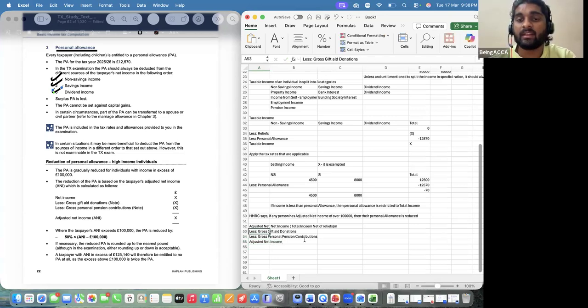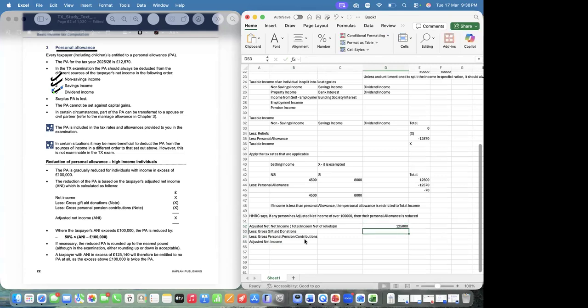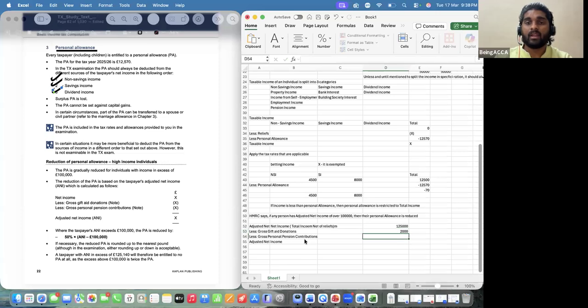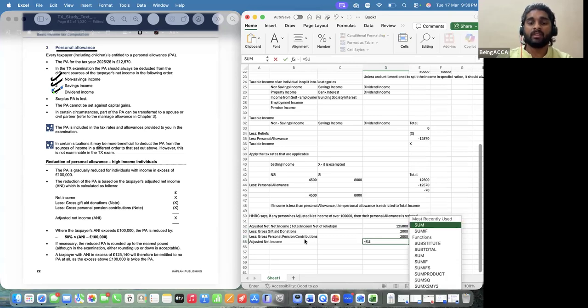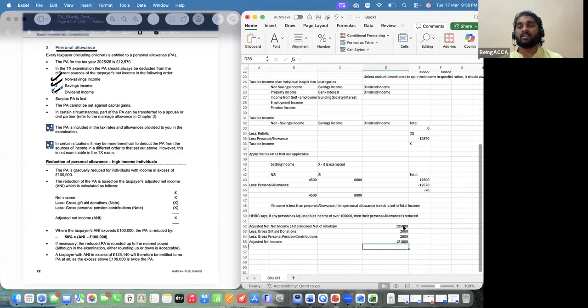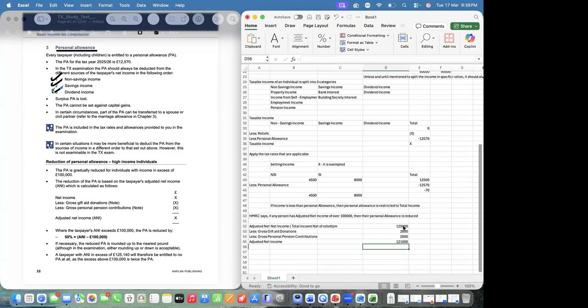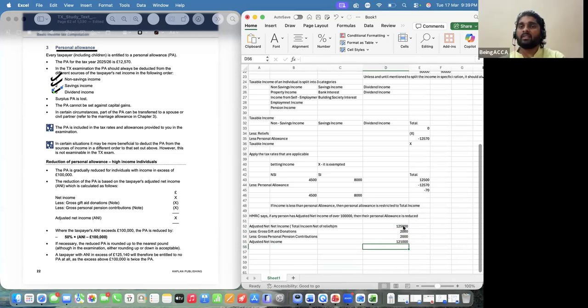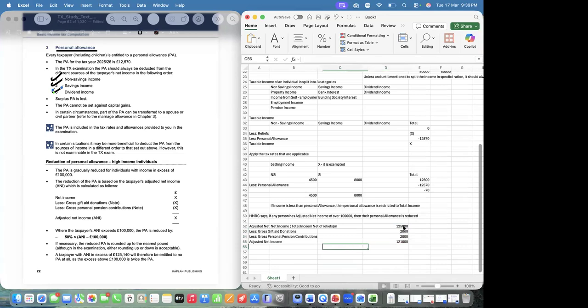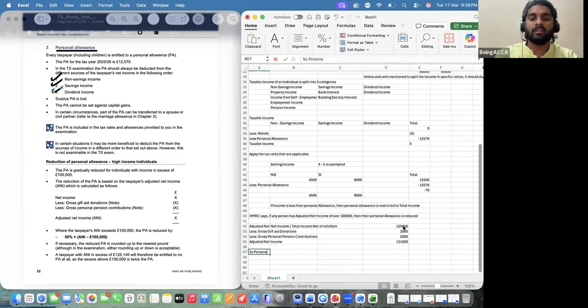Now let's take an example. Here, if the net income is let's say 125,000, okay? Yes, sir. And gross gift aid donations are let's say 2,000, and personal pension contributions are also let's say 2,000. Now, what is the adjusted net income equal to? This minus this minus this, correct? Is it not 121,000? Yes, sir. Is it over 100,000? Yes. Which means your personal allowance is being reduced, correct? Yes, sir. So personal allowance is to be reduced.